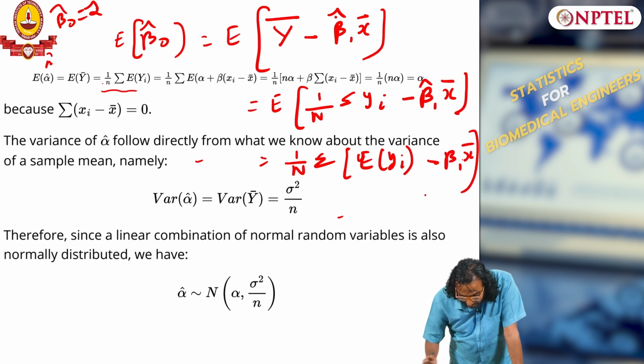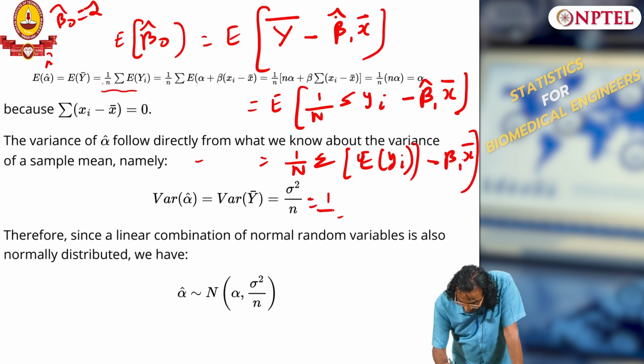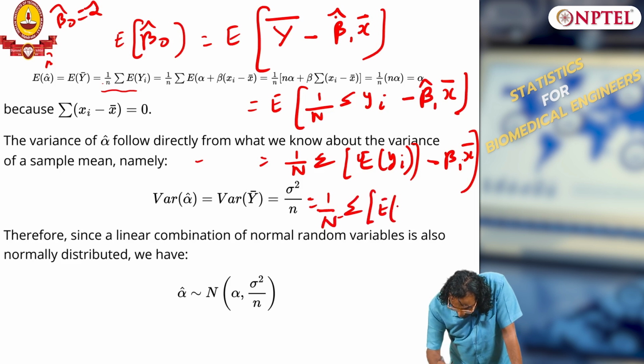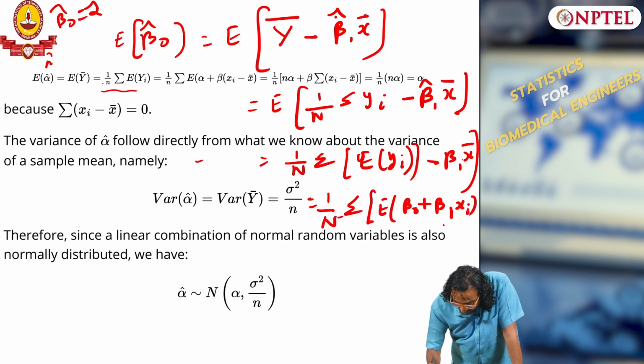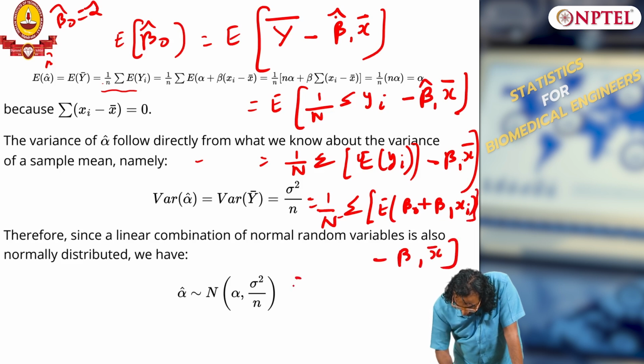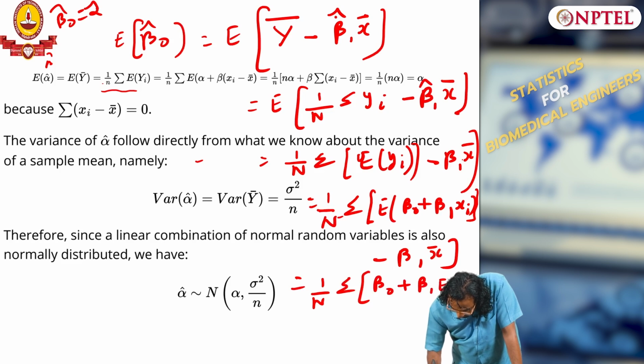x bar, right. So 1 over n summation, remember expectation is a linear operator. This is nothing but expectation of yi, and yi is nothing but alpha, or beta naught, plus beta 1 xi, minus beta 1 x bar. I have expanded on this. So this is nothing but 1 over n summation, expectation of beta naught is beta naught, expectation of beta 1 is beta 1, expectation of xi minus beta 1 times x bar.